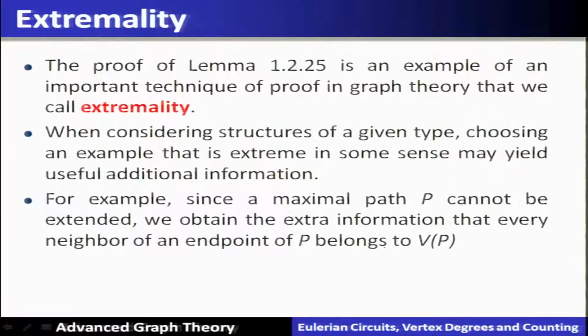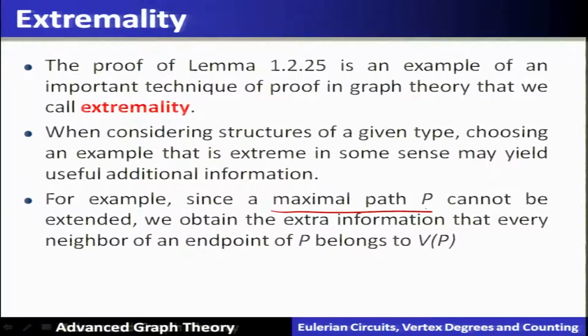Extremality. The proof of lemma 1.2.25, in which we have used the maximal connected subgraph or the maximal path, that is an extremal condition, is an example of an important proof technique in graph theory, and we call it extremality. When considering structures of a given type, choosing an example that is extreme in some sense may yield useful additional information. For example, since a maximal path P cannot be extended, and this property we have used in the previous theorem proof.